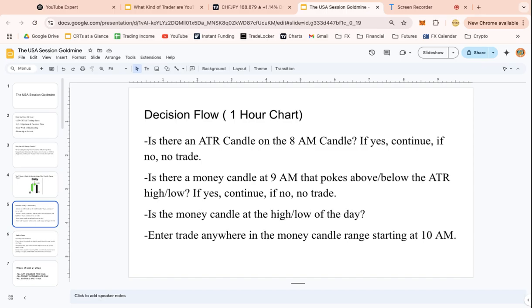Next, is there a money candle at 9 a.m. that pokes above or below the ATR high or low? Okay, if yes, we can continue. If no, there's no trade. I will show you all of this, so please be patient.